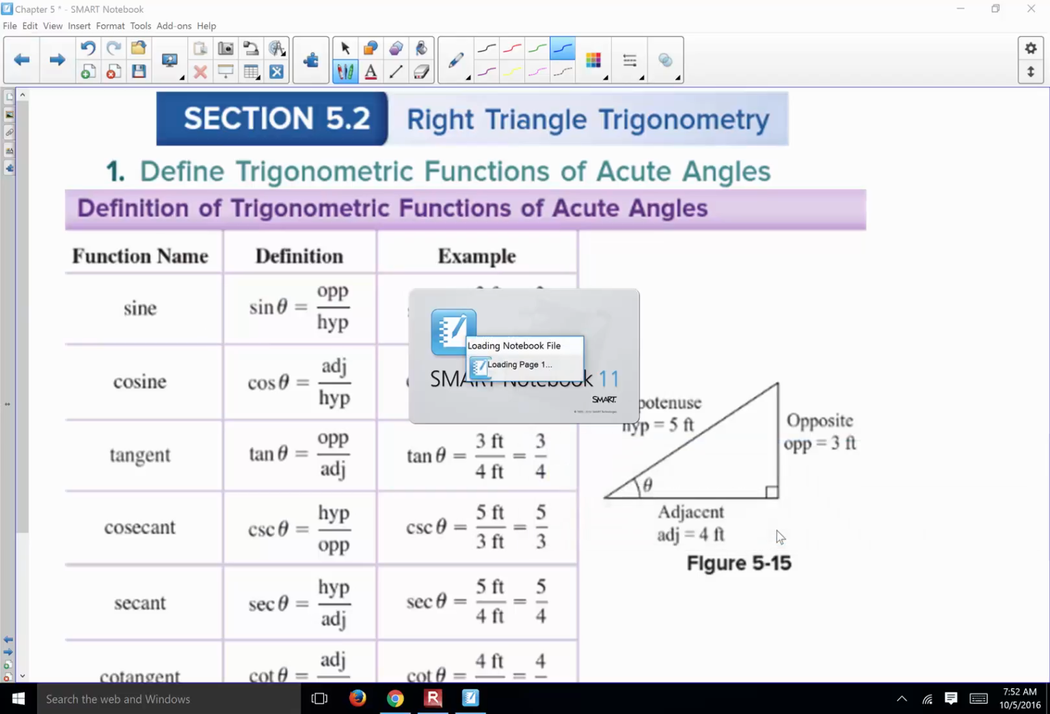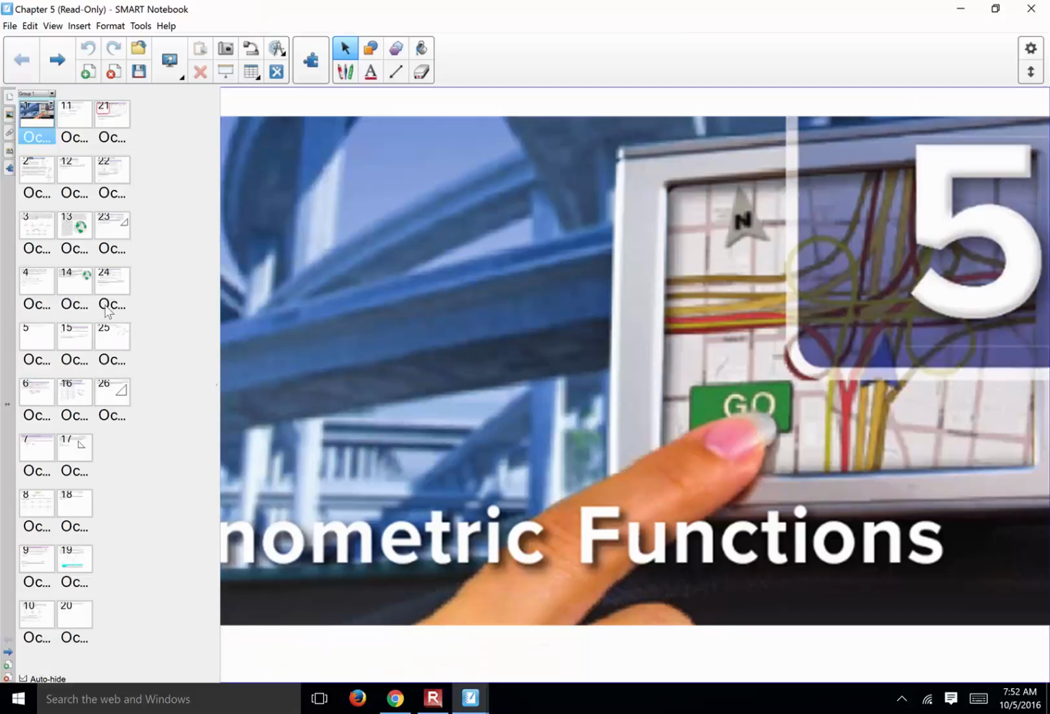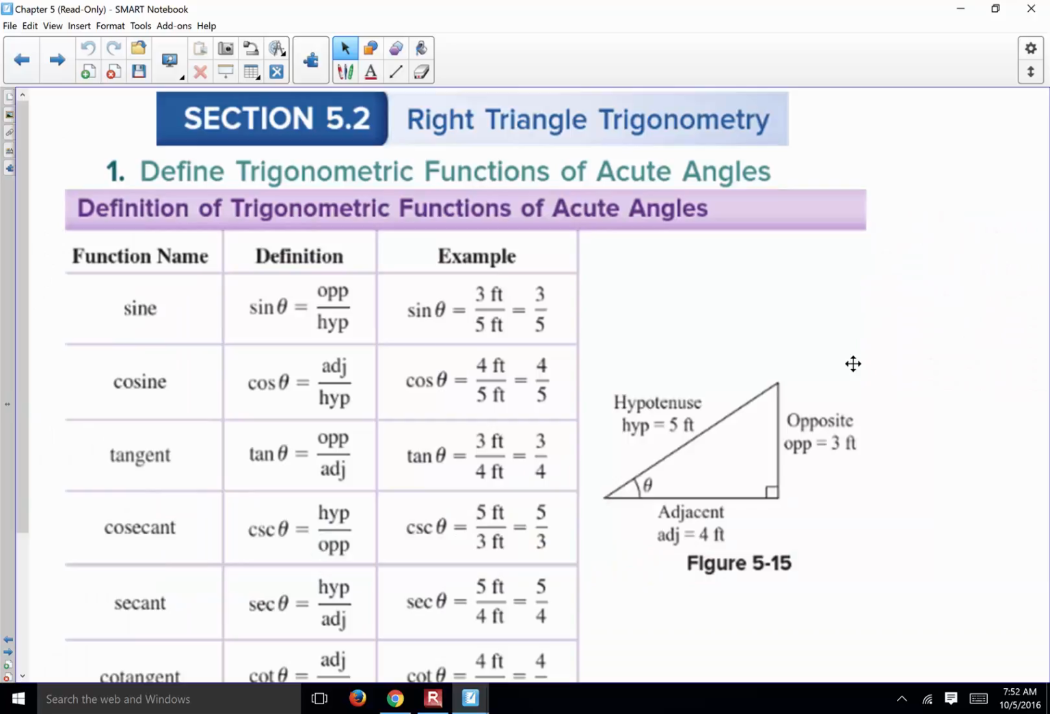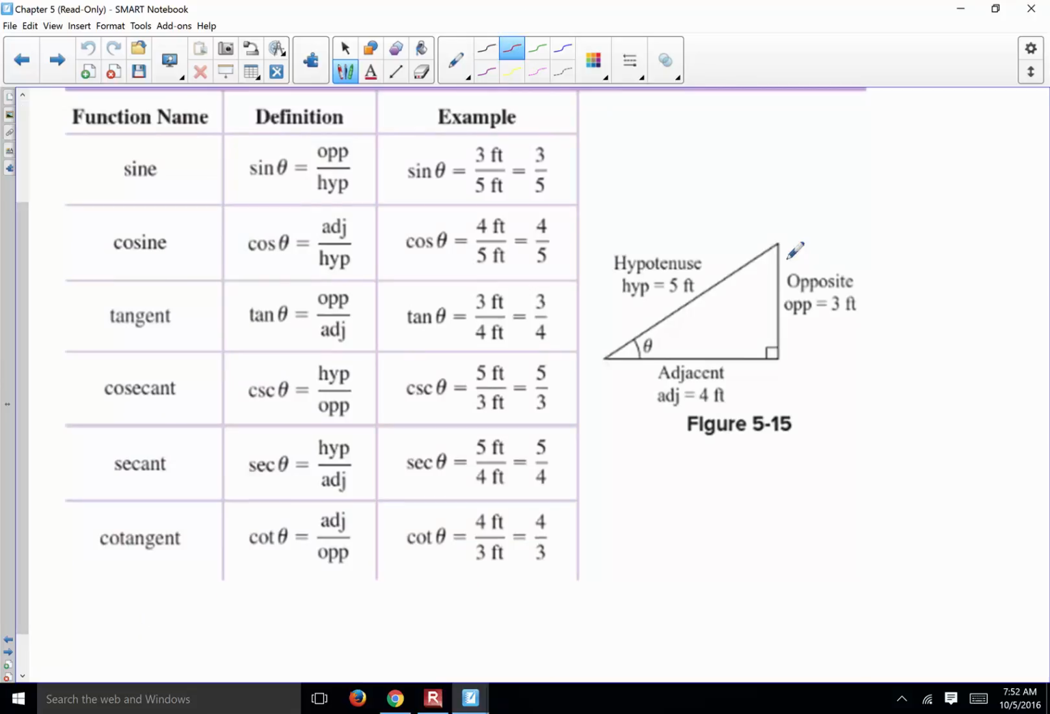So far what we learned in chapter 5 is what an angle is, how to measure it, and how to change it to radians and degrees. Okay. And today we are kind of building the functions using angles. Okay, so everybody knows what a right triangle is, right?